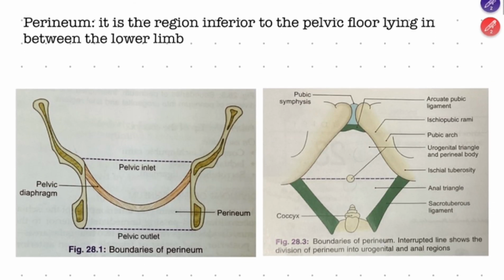Perineum. It is the region inferior to the pelvic floor, which is also known as the pelvic diaphragm, and it lies between the lower limbs. So here we can visualize the pelvic diaphragm, and below it is the perineum. It is the lowermost portion of the pelvis. The perineum supports the pelvic organs including bladder, uterus and rectum.